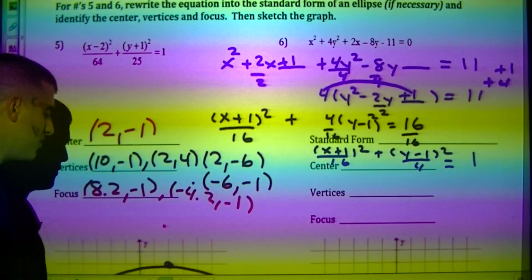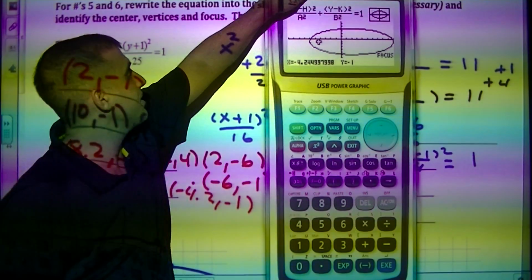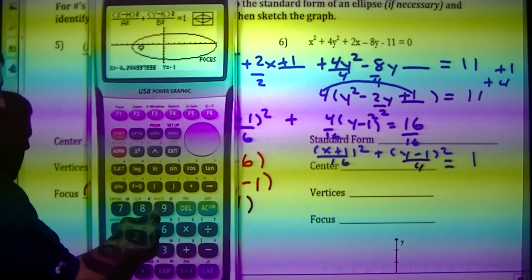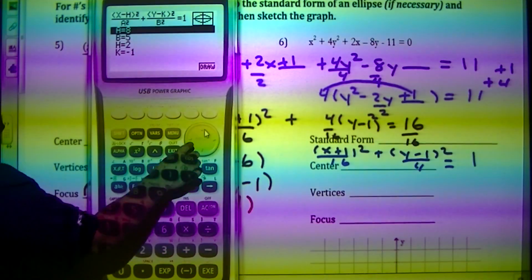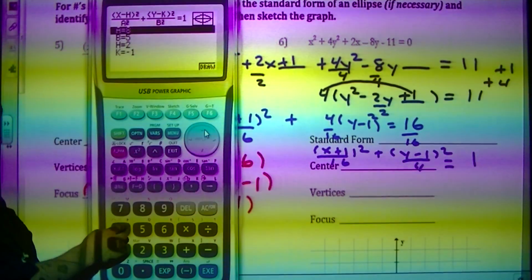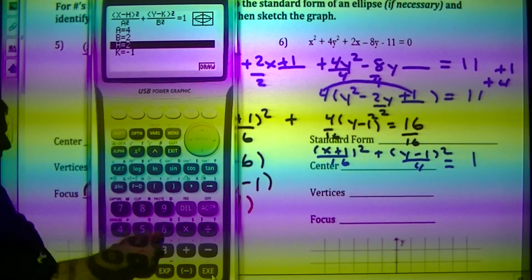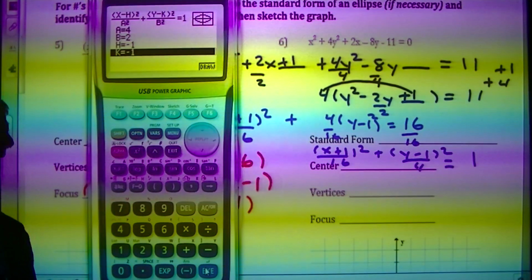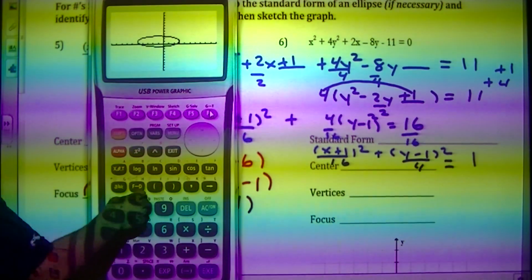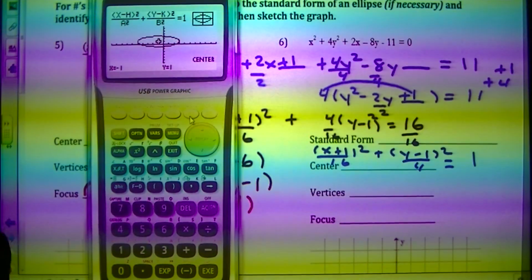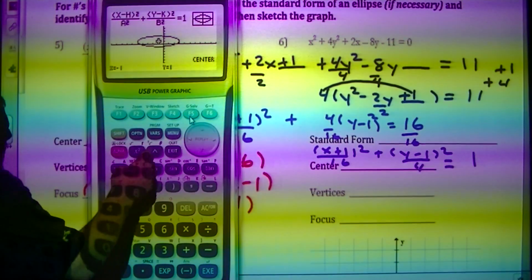So, when I go into the calculator to find all this stuff, I'm still in ellipse. I'm doing exit. Since that's 16, I'm going to put 4. Since that's 4, I'm putting 2. Opposite would be negative 1. Opposite would be 1. And if I draw, that's what I got. G solve center. My center is negative 1, 1, which I expect.